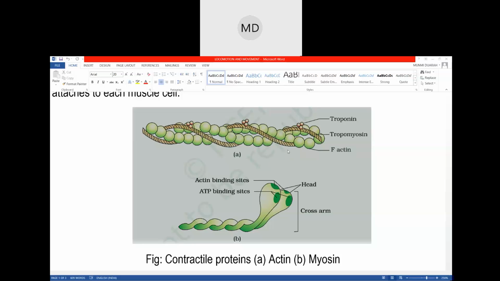Okay, because both these contractile proteins slide past one another. Okay, they will slide, and that is why this theory is known as sliding filament theory. Okay, this is how muscle contraction takes place.